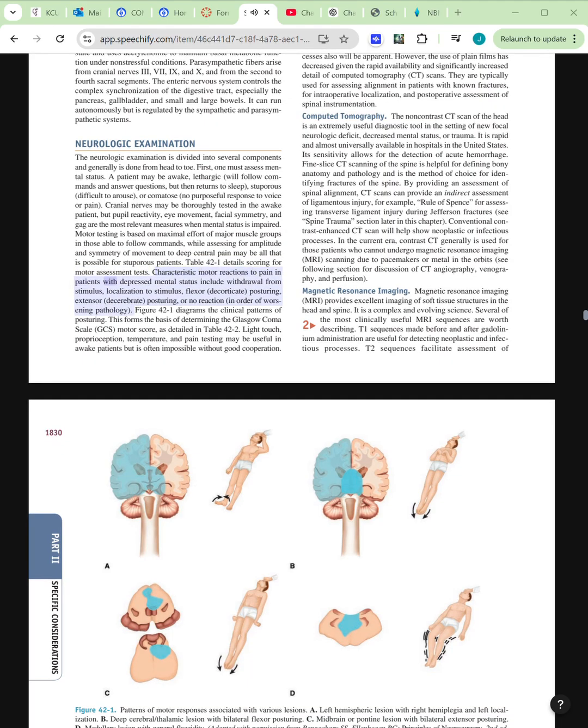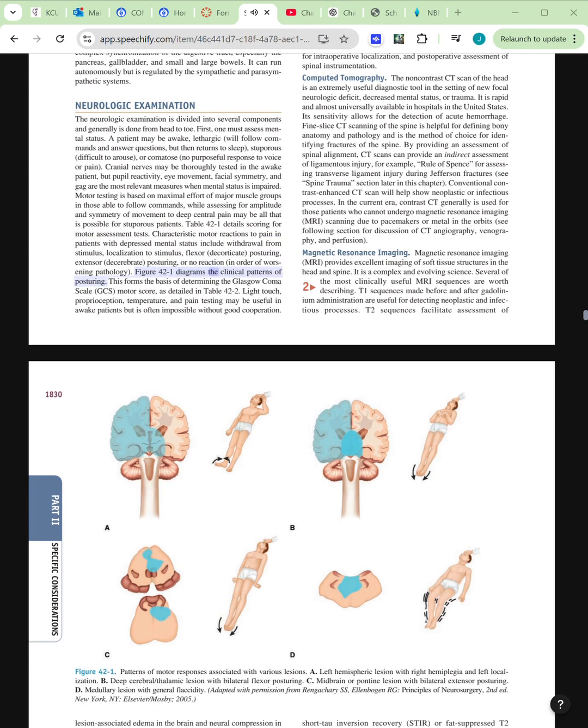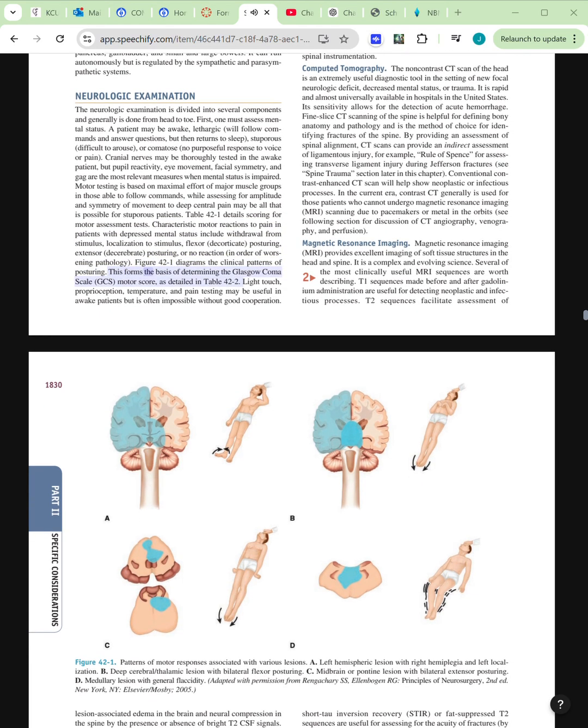Characteristic motor reactions to pain in patients with depressed mental status include withdrawal from stimulus, localization to stimulus, flexor posturing, extensor posturing, or no reaction. Figure 42-1 diagrams the clinical patterns of posturing. This forms the basis of determining the Glasgow Coma Scale motor score, as detailed in Table 42-2.